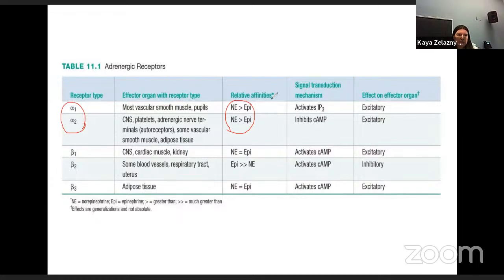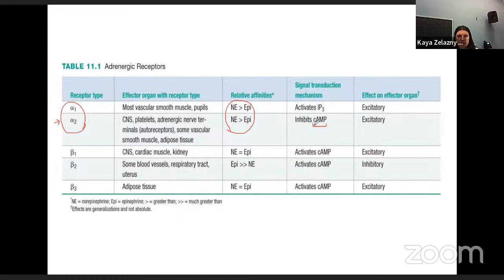To tell these two apart, once we have that information, we can look at how that signal is being transduced, like how it's being processed in the cell, essentially. So to tell them apart, what I would do is look for cyclic AMP. If you see a receptor that prefers norepinephrine to epinephrine, and you see cyclic AMP, that tells you you have an alpha-2 receptor.